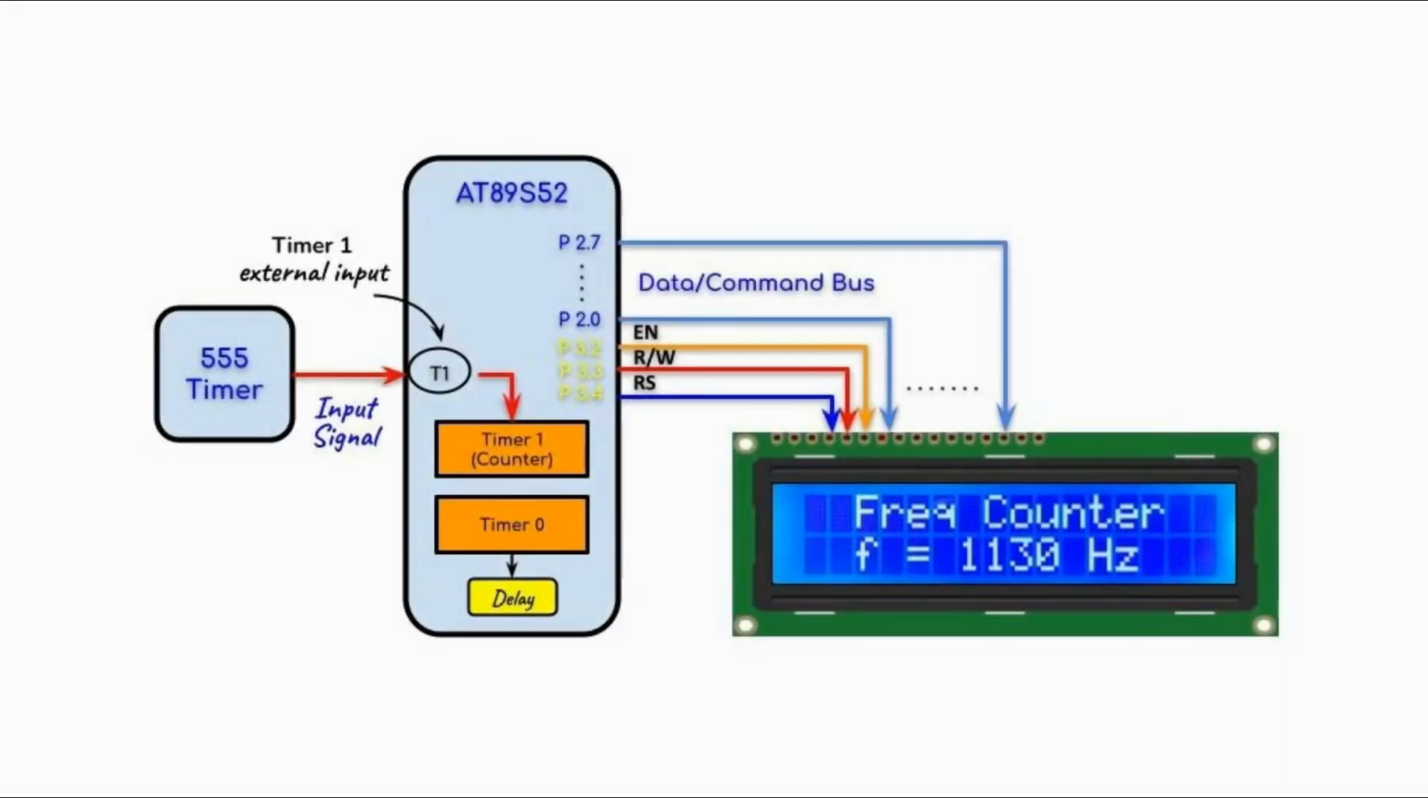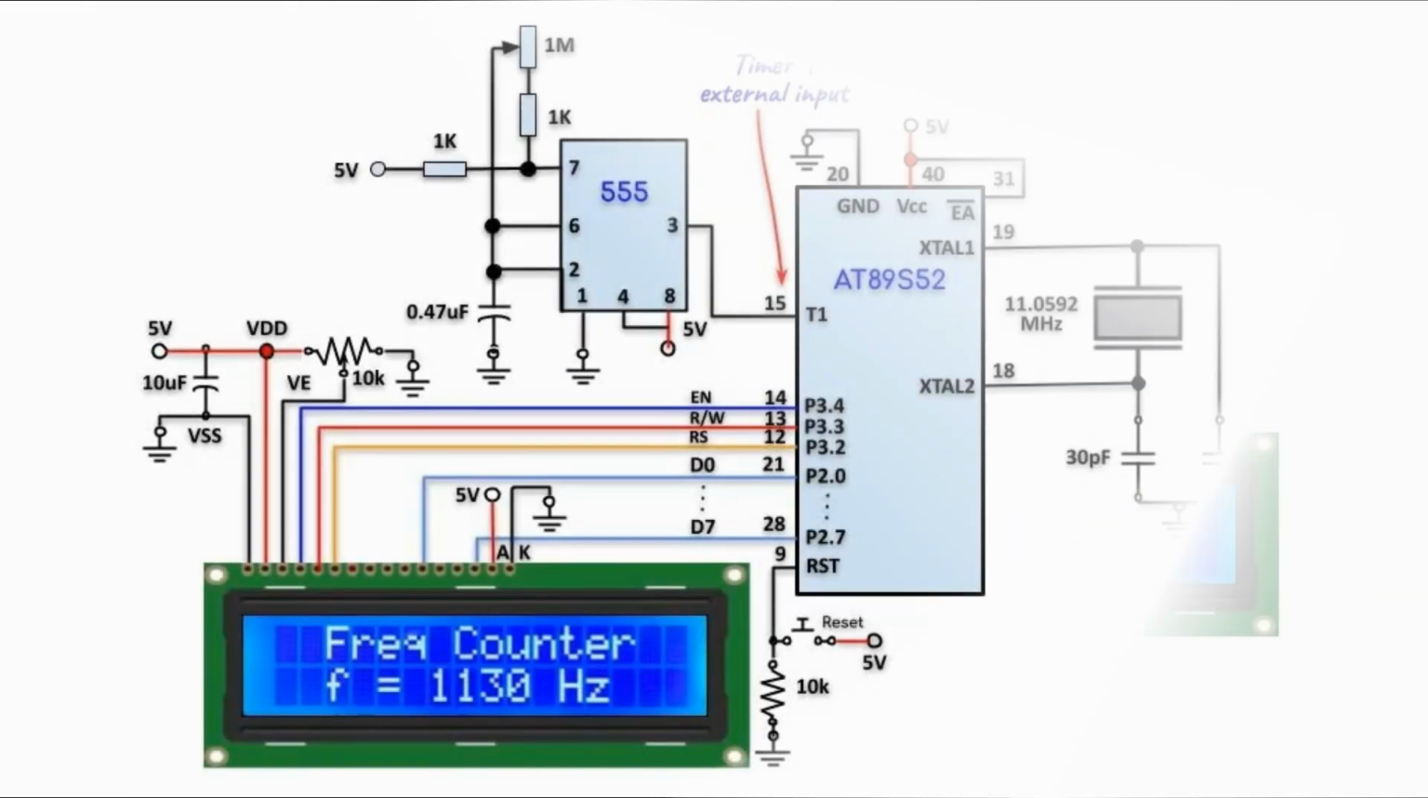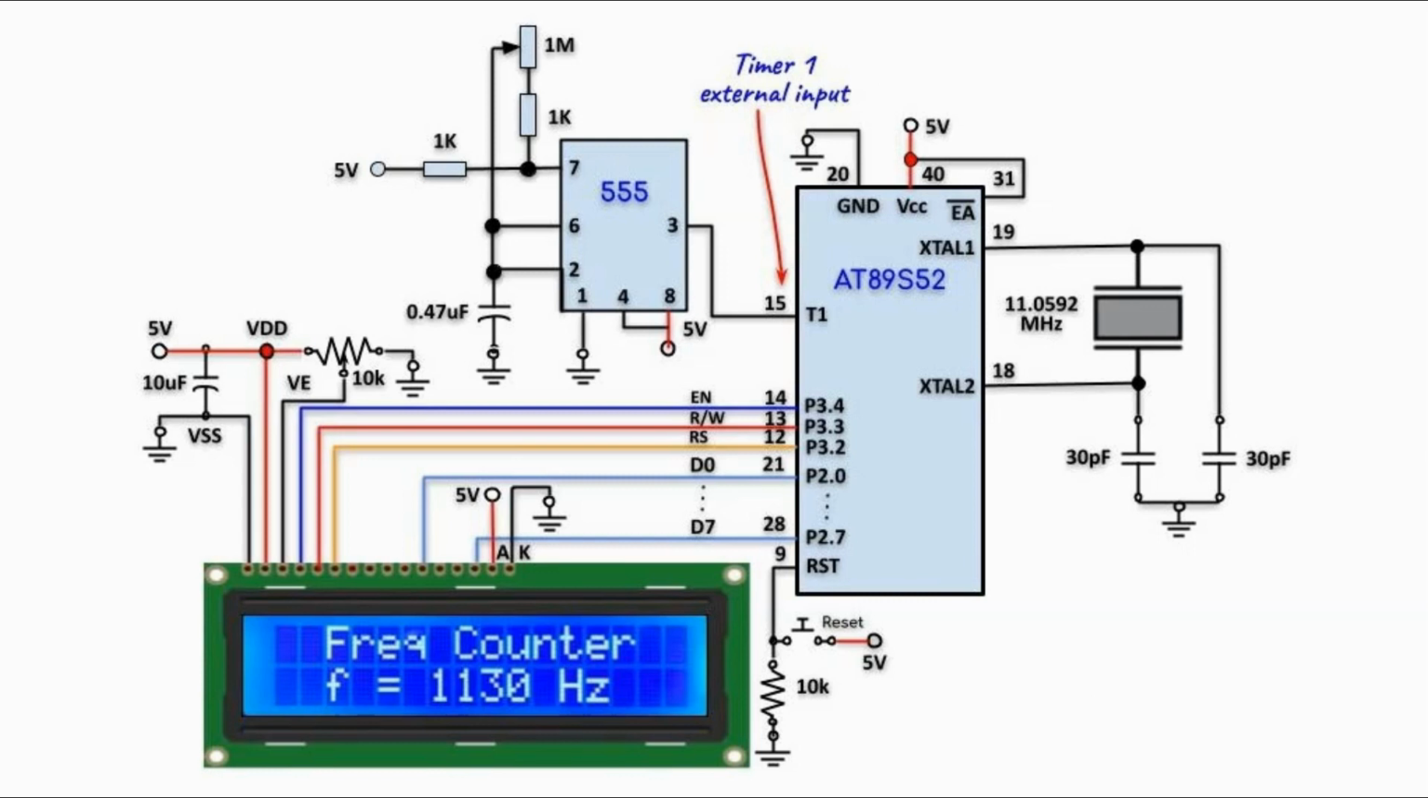A block diagram of the frequency counter is shown here. We have a 555 timer circuit, which generates square waves, which are input into pin T1 of the controller, which is the timer 1 external input. And we have an LCD display where the data lines are connected to port 2 of the controller, and the three control lines, register select, read write and enable, are connected to three pins of port 3. And this is a circuit diagram of the implemented frequency counter.